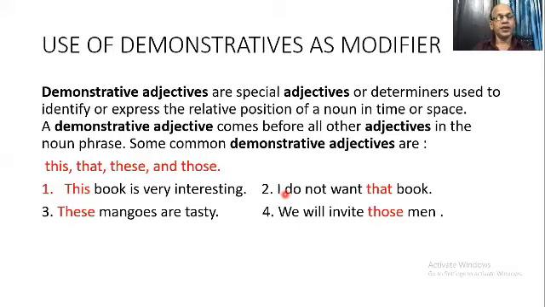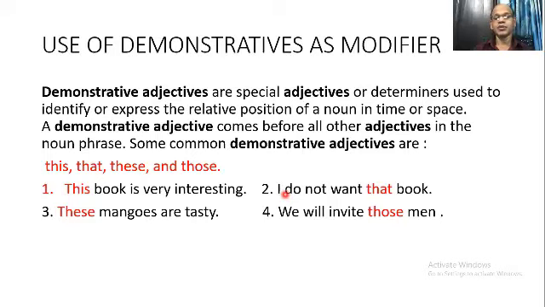Let us look at the examples. This book is very interesting. If you look at the use of this, just in front of book, this qualifies the book, demonstrates the book. I don't want that book. That demonstrates the book. These mangoes are tasty. These here is a demonstrative. We will invite those men.